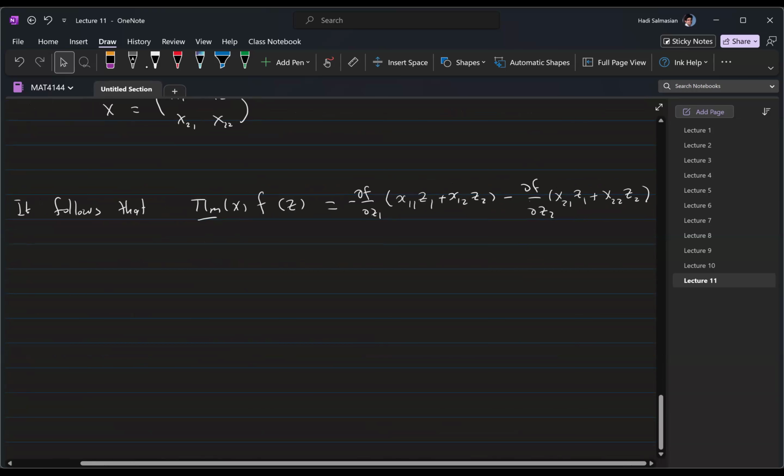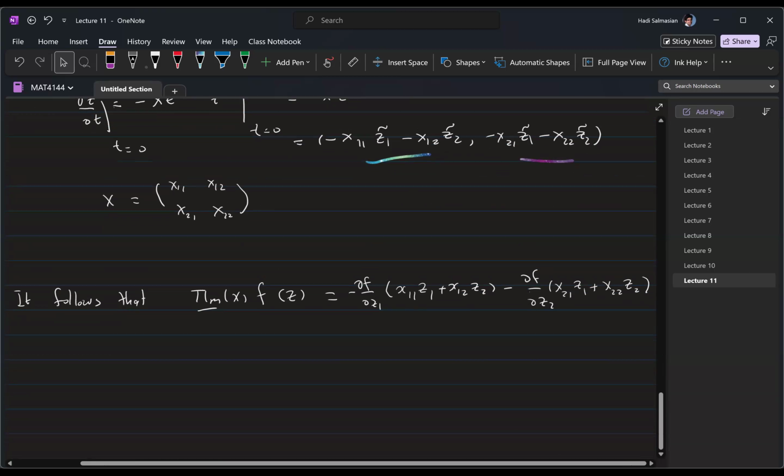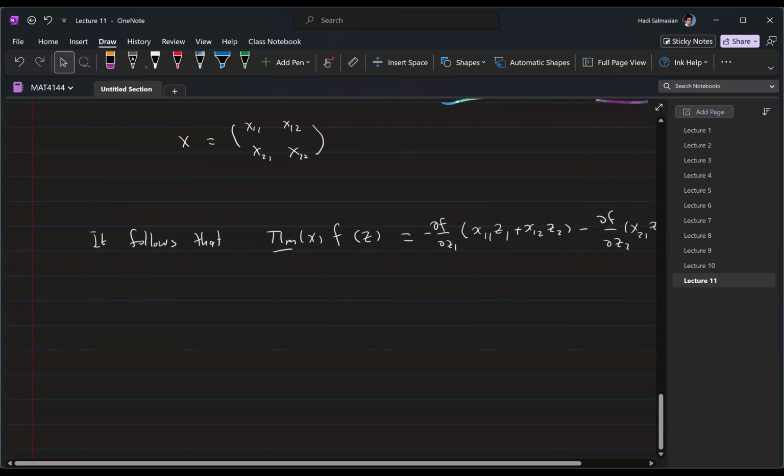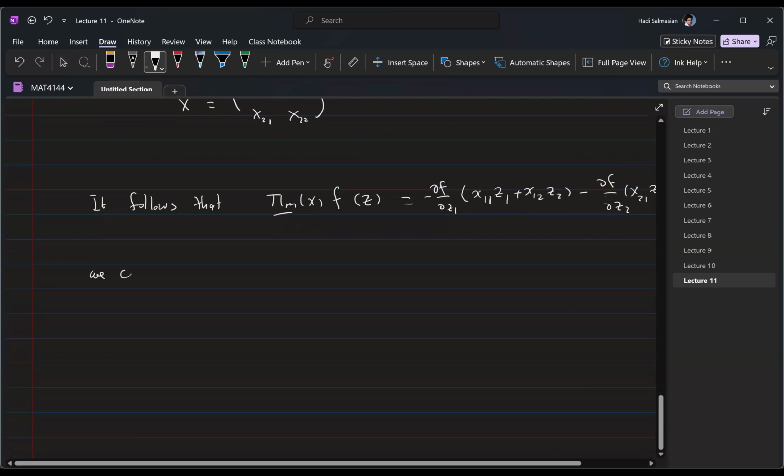So now, for any matrix in this Lie algebra SU2, I got this formula, but this formula is really linear in these coordinates, in the coordinates x11, x12, x21 and x22. Okay? Therefore, I can extend this formula to the complexification of SU2, which we learned was just SL2C.